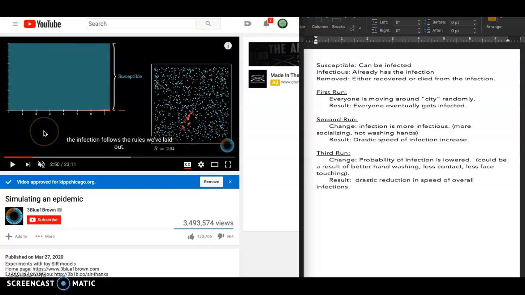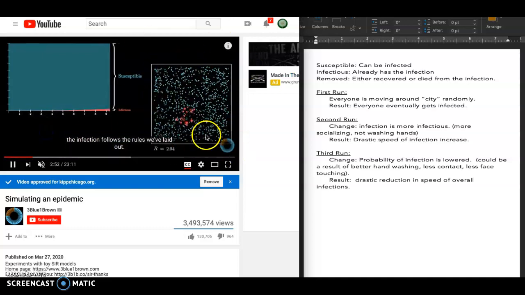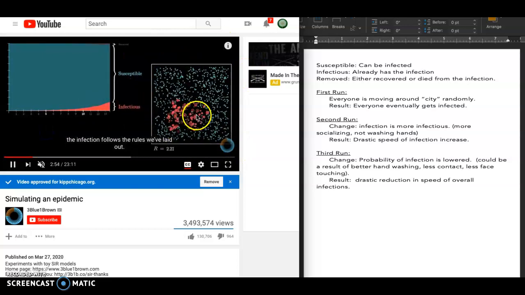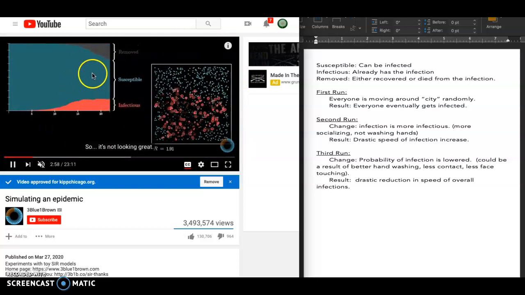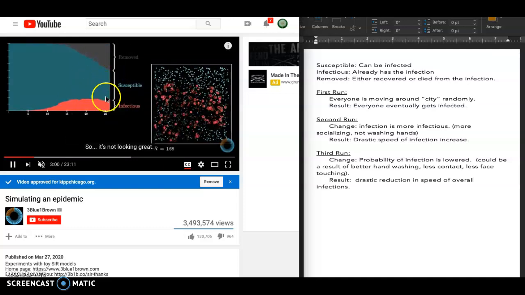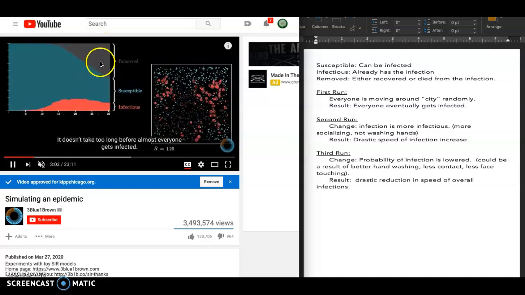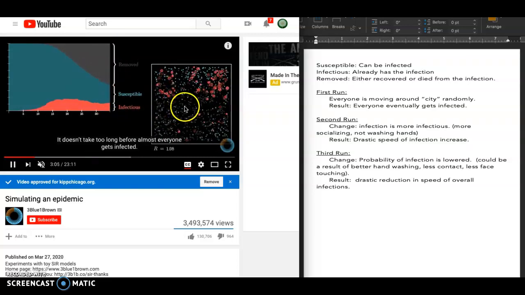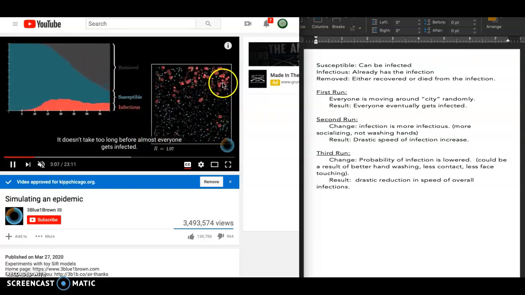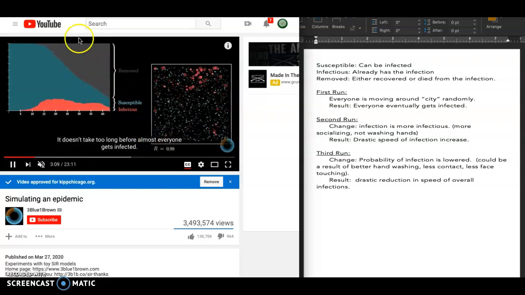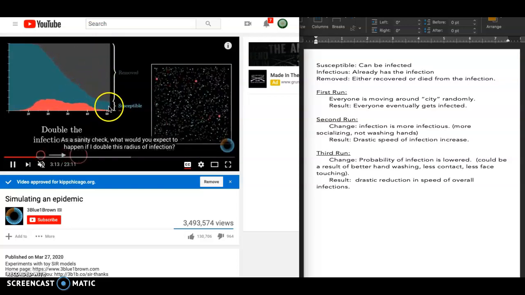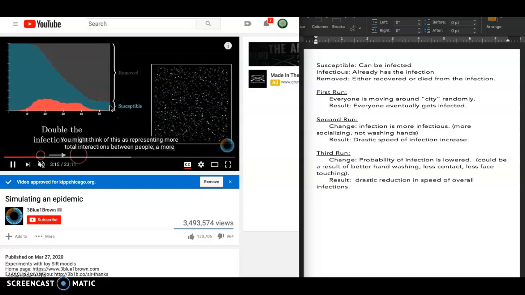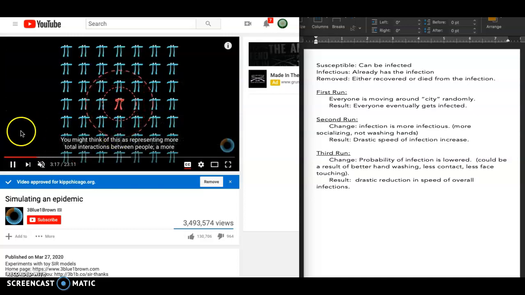And when we let this run, everyone's just going to be walking around randomly. And as you can see, the infection is spreading. It starts to pick up. The number of susceptible is dwindling. The number of removed is increasing because people are getting sick. After some time, the majority of the population has gotten sick, or is currently infected, and the amount of people who have never been sick starts to go down.